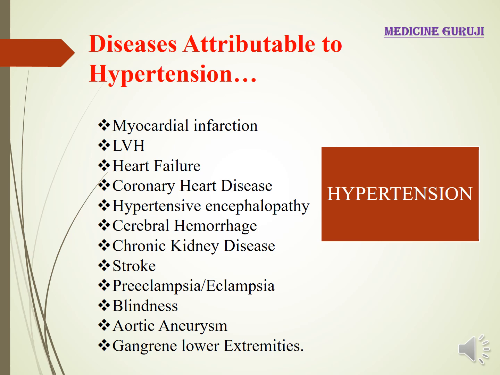It may lead to MI, myocardial infarction, left ventricular hypertrophy, heart failure, coronary heart disease, and hypertensive encephalopathy. It may lead to stroke, cerebral hemorrhage, and chronic kidney disease, which is very common with uncontrolled hypertension. Preeclampsia and eclampsia in gynecology, blindness, aortic aneurysm, and it may lead to gangrene of the lower extremities.